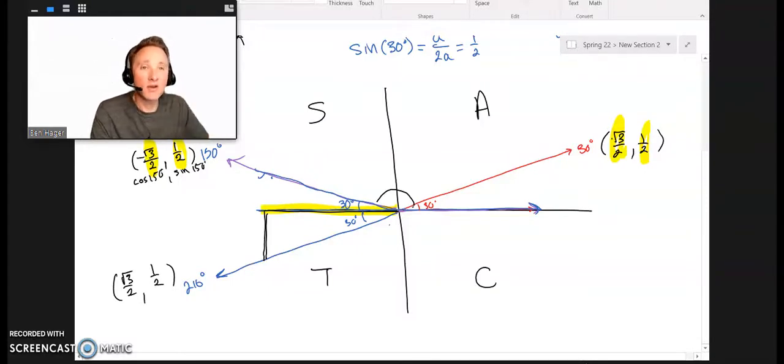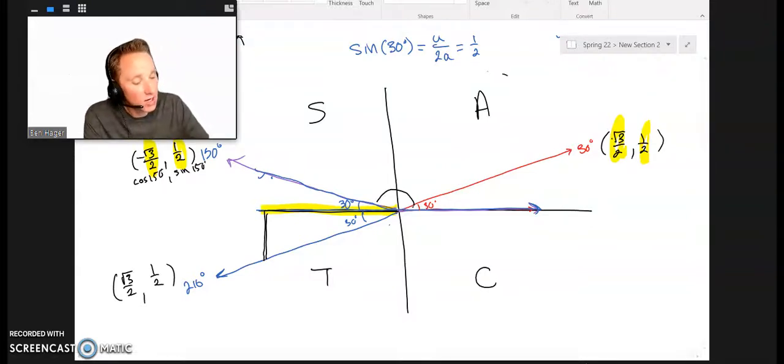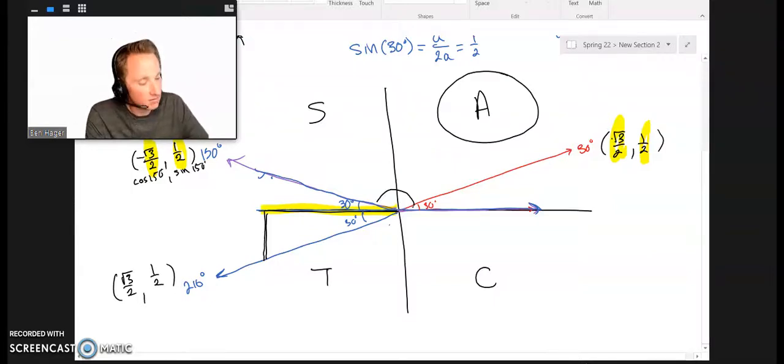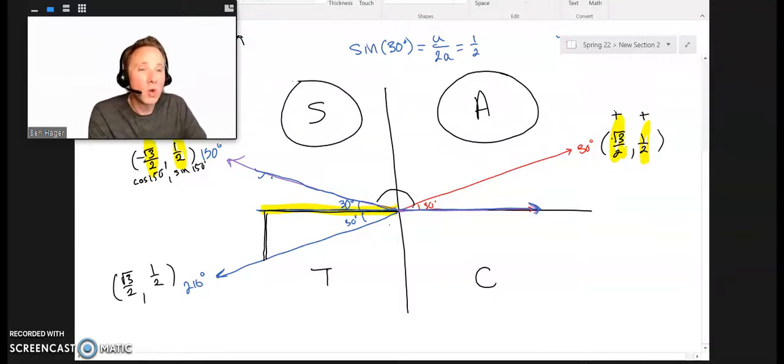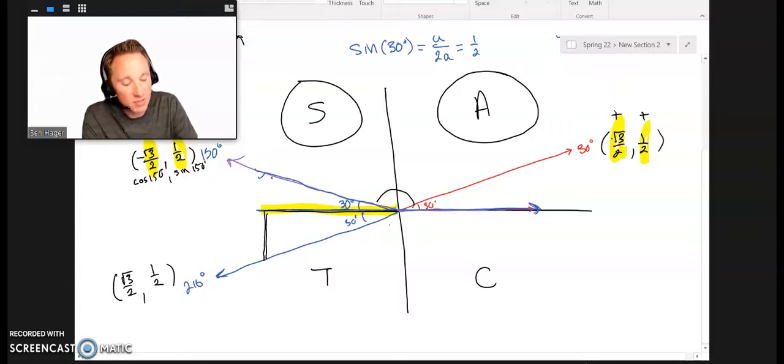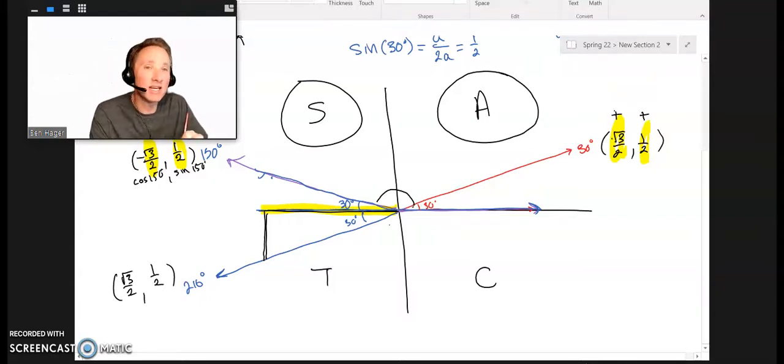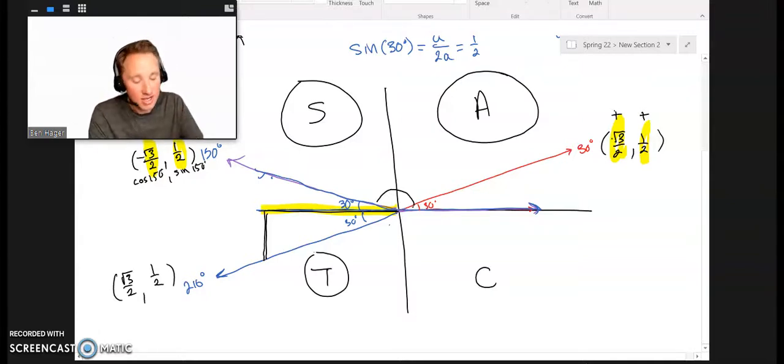All students take calculus. What that's doing is telling me which trig functions are positive in that particular quadrant. Everybody else is negative. In quadrant 1, all trig functions are positive, and we see that here, right? They came out positive. In quadrant 2, only the sine is positive, which means by default the cosine is negative. In quadrant 3, only the tangent would be positive, which means the cosine and sine must be negative.